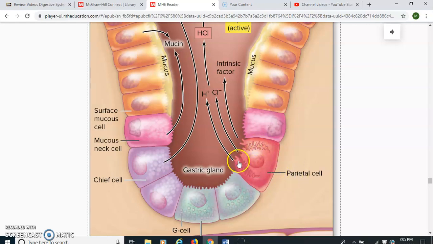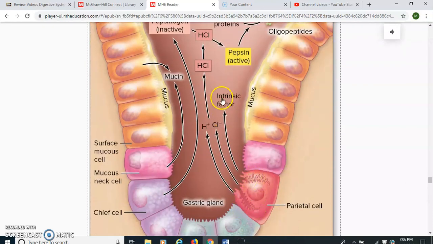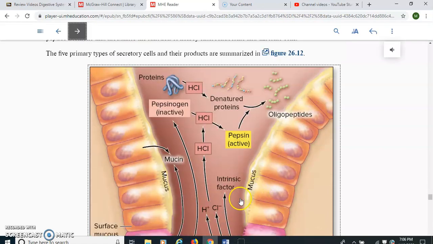So what the parietal cell does is it releases the hydrogen ion into the lumen of the stomach, and it also releases the chloride ion. Once they're in the lumen of the stomach, they will form hydrochloric acid. That's how we maintain this very acidic environment. So those are the functions of the parietal cell: produce intrinsic factor, and release hydrogen and chloride into the lumen so that it can form hydrochloric acid.